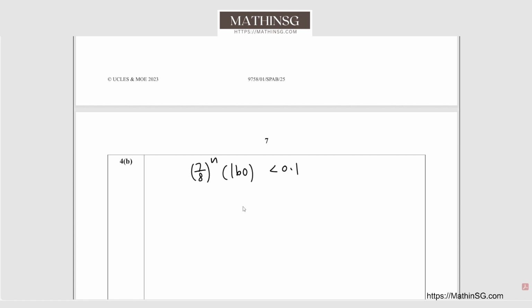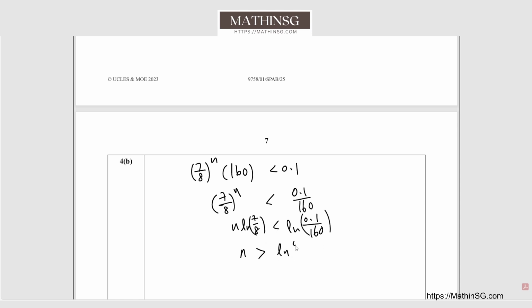So you can use your GC to find what n is, or you can just solve it manually. Both ways are right. If I were to solve it manually, this is what I'll do. It goes to 7 over 8 to the power of n less than 0.1 over 160. To find n, I'll ln both sides. But remember, I have ln 7 over 8 here. Ln of a number that is less than 1 is negative. So if you have to divide both sides by a negative number, you need to switch the sign of the inequality, so it becomes greater now.